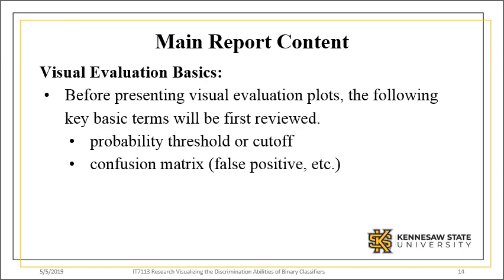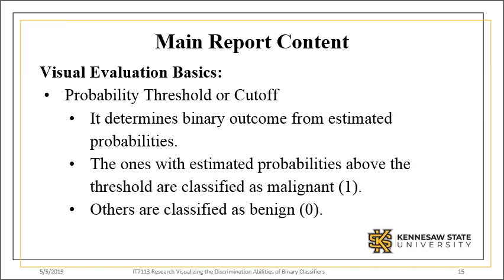Let's first review two key basic terms used in visual evaluation plots. One is probability threshold or cutoff, the other is confusion matrix. A probability threshold or cutoff determines binary outcome from estimated probabilities. The ones with estimated probabilities above the threshold are classified as malignant or 1, and the others are classified as benign or 0.